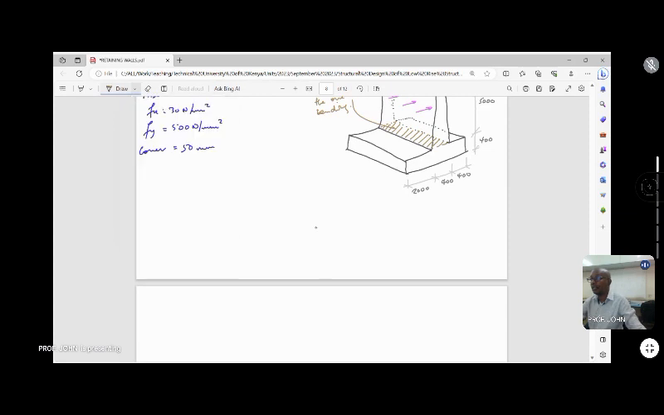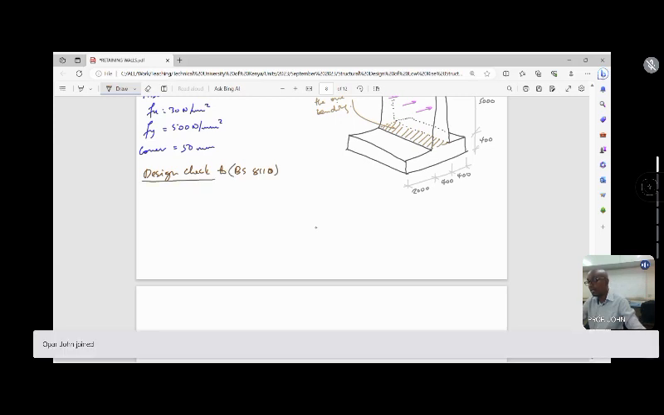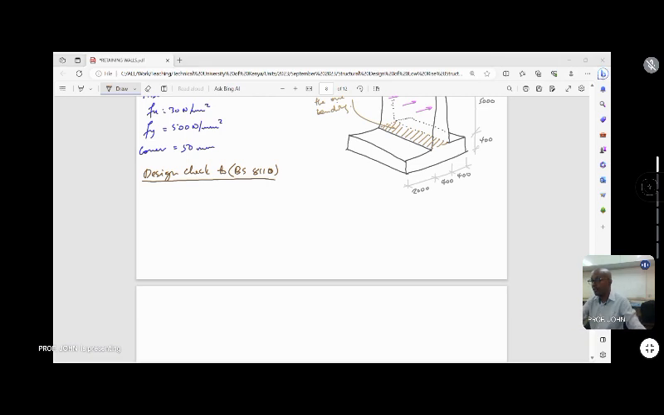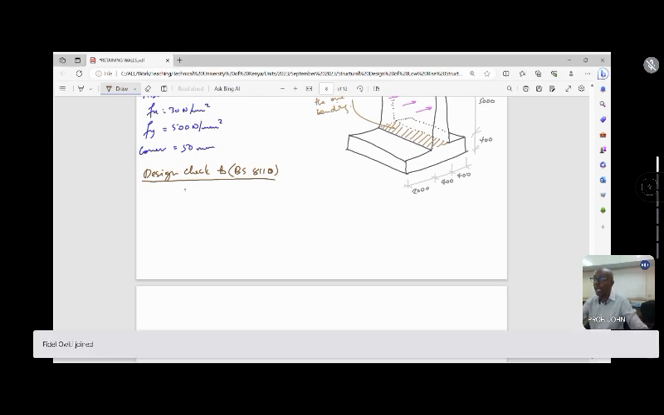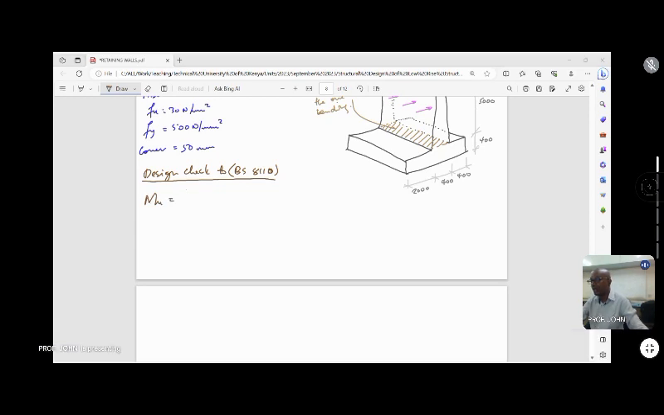So let's say we do the design check. Check BS 8110. Why BS 8110? It's the one that I have the equations of. The equations in the Eurocode are similar. They have slight differences. I will highlight the differences as we go along. So we start with Mu is equal to 0.156 fcu b d squared.